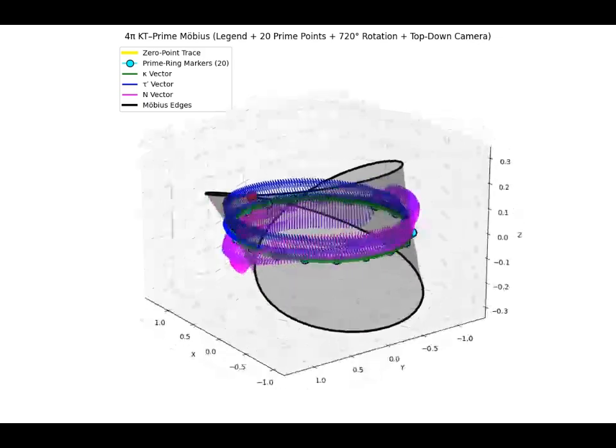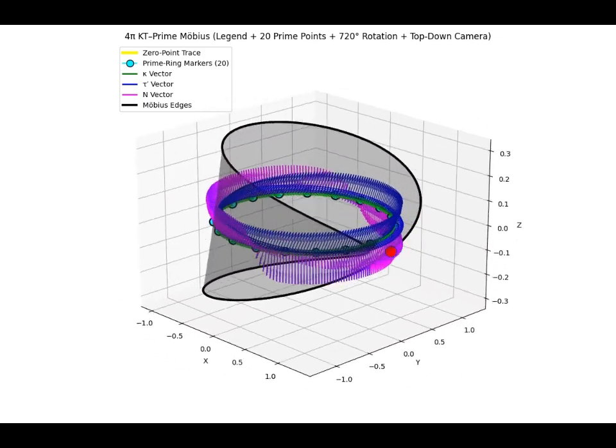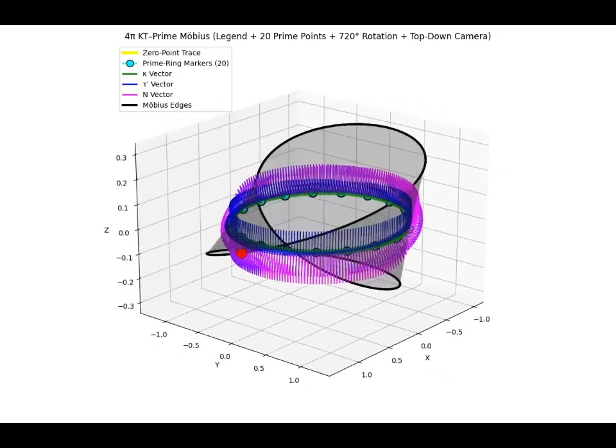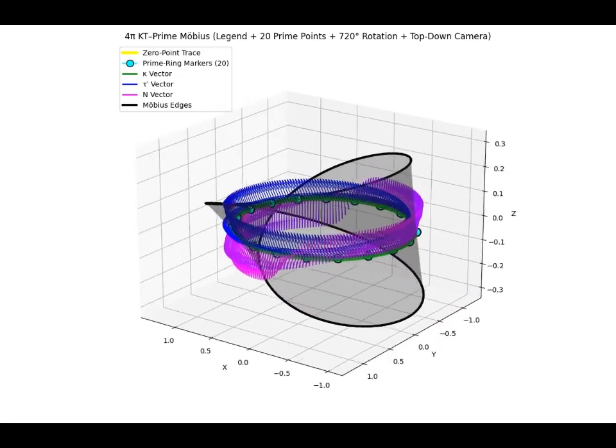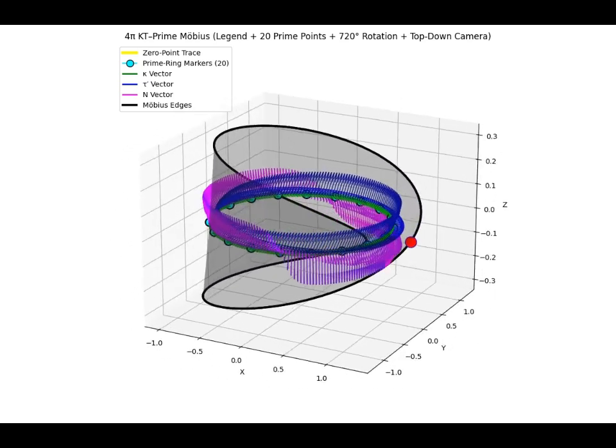And Wikipedia notes that this observation is often taken as the starting point of twistor theory, which is a whole framework in theoretical physics. So the visualization we're talking about isn't just abstract art, it's touching something real about how the universe is structured. Okay, I want to get into the visual layers now. The grayscale surface, the vector fields, the prime markers. Let's start with the surface itself.